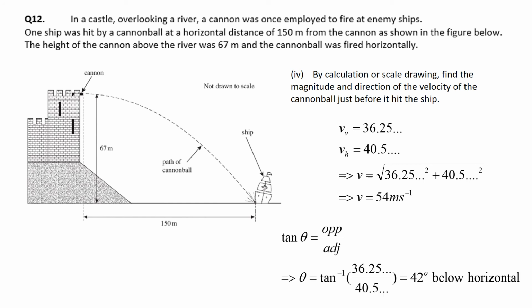To get the angle, I'm going to give the angle to the horizontal, and I'm going to use tan because we know two components of it. The vertical component, or the side opposite, will be the 36, which is actually minus 36. The horizontal component, or the adjacent side, is going to be the 40.5. So it's going to be 42 degrees, and that's below the horizontal.